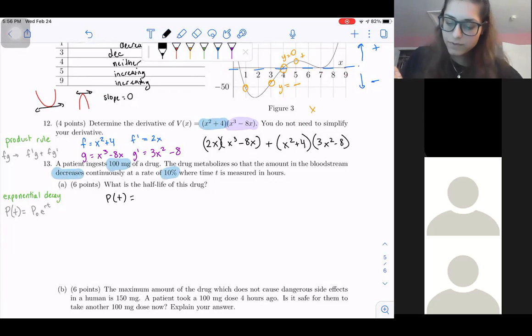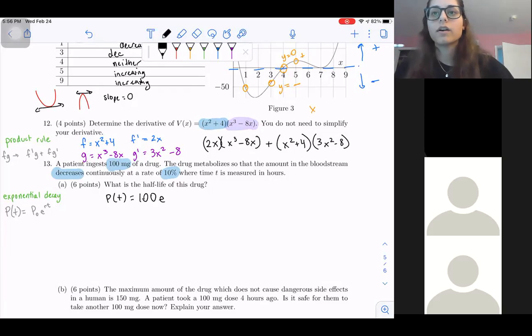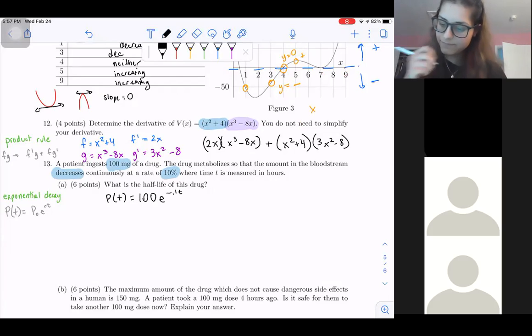Okay, so half-life, let's make our general equation and then we'll find the half-life. So P of T equals P naught, the initial value, so 100, times e to the power of r times t, where r is the rate. In this case, our rate is negative 0.1, right? So it's decreasing by 10% every hour. Decreasing means that it's negative, and we want to turn that 10% into a decimal. So we divide by 100 to get 0.1, and that is times t.